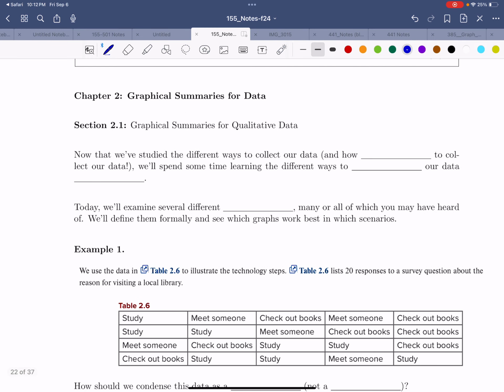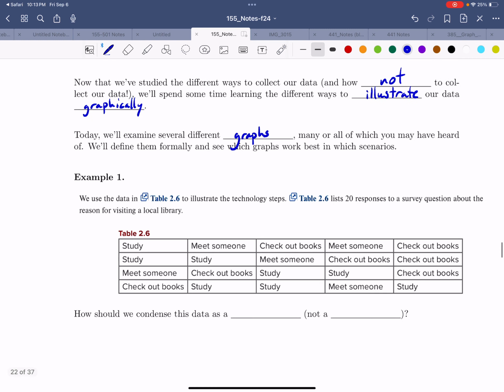So far, we've studied the different ways to collect our data and how not to collect our data. Now we're going to spend some time learning different ways to illustrate our data graphically. So we'll examine several different graphs. You may have heard of all of them before, or not. Either way, it's fine. I'm assuming you haven't heard of any of them.